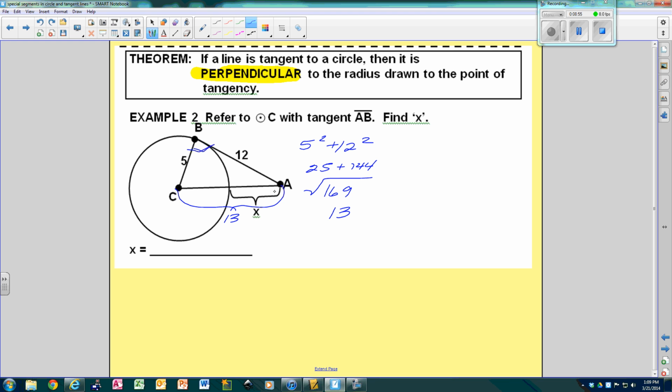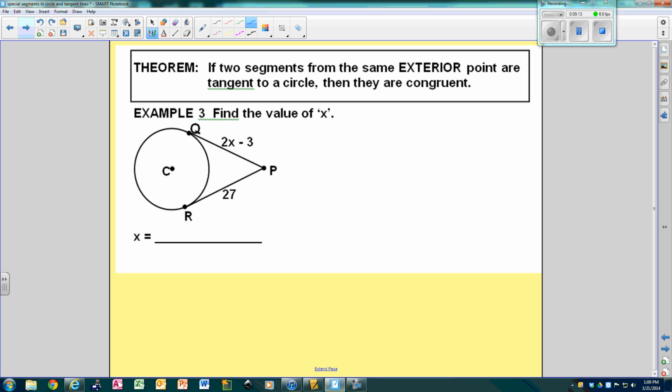But I don't want the whole thing. I just want this piece right here. Well, this radius is 5, so this radius is also 5. So then I subtract 5 from 13 to get the part that's sticking out. So the part that's sticking out is 8.